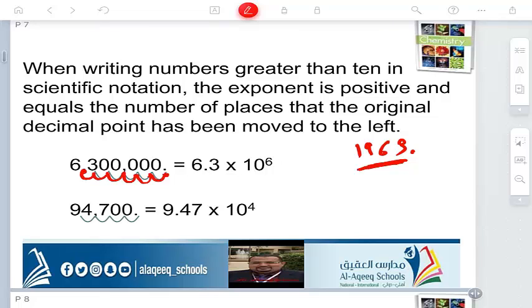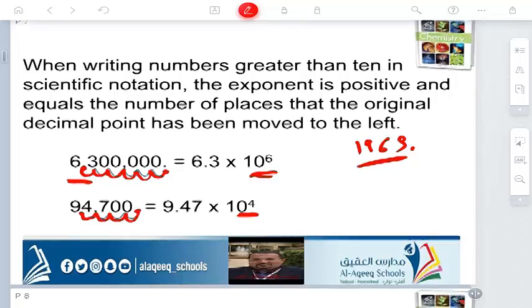To make the coefficient between 1 and 10, the decimal must be here. 6.3 times how many steps? 1, 2, 3, 4, 5, 6. So 10 to the power of 6. If the number is like this, 94700, imagine the decimal here and move 1, 2, 3, 4. So it's 10 to the power of 4. 9.47 times 10 to the power of 4. This is the scientific notation for this number.